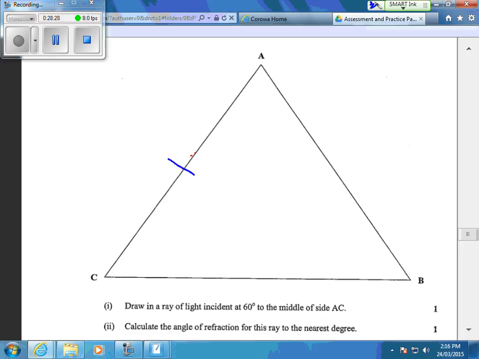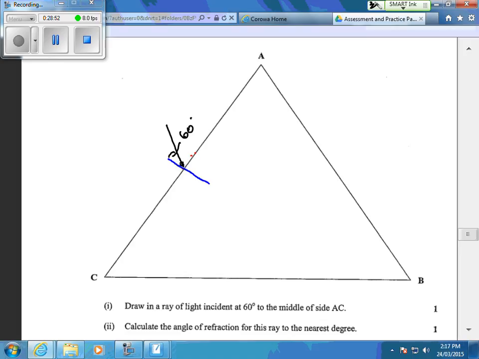Then you're going to draw a normal of some sort. And then you're going to get your protractor. Someone will need a protractor. And you're going to draw that line in and draw an arrow on it to indicate which way it's going. And you're going to put 60 degrees there, because if you don't, you're not going to get full marks. All right? Make sure you do that.